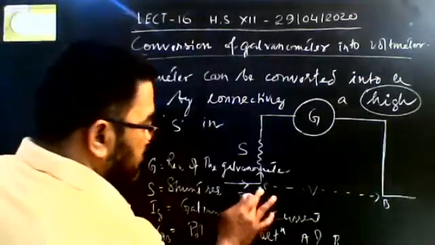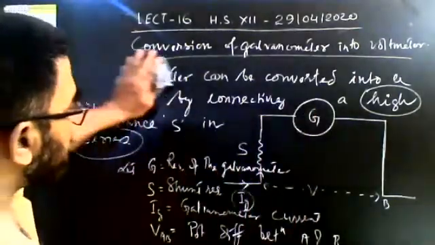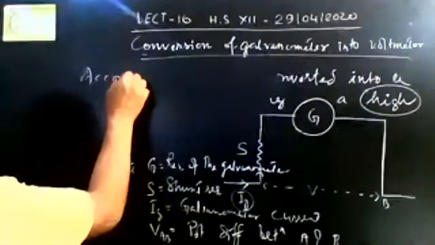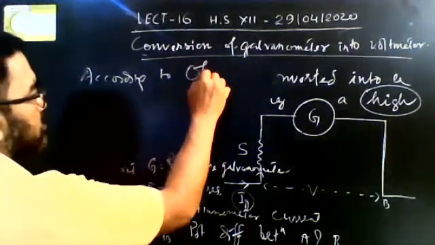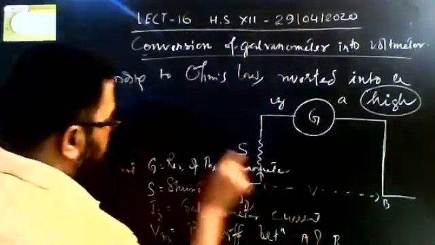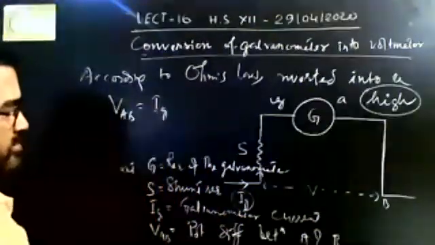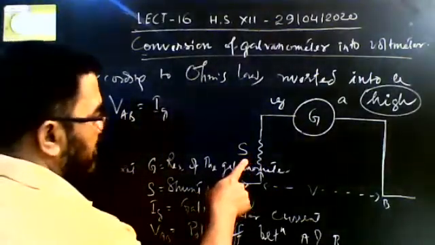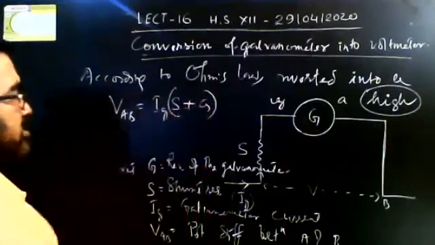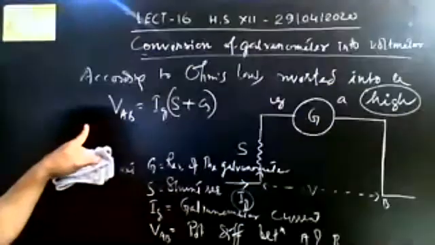So this Ig current is passing through S as well as G. Therefore, according to Ohm's law, VAB is equal to the current Ig passing through two resistances, times S plus G. Total resistance is S plus G. So this is the required equation from Ohm's law.